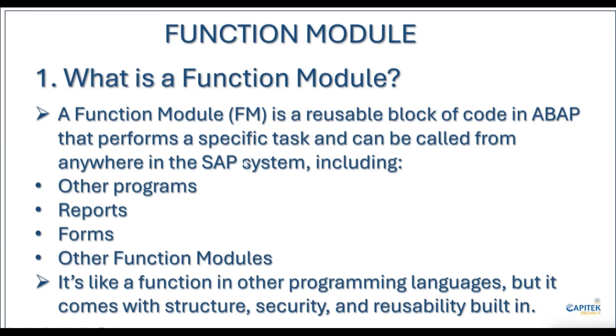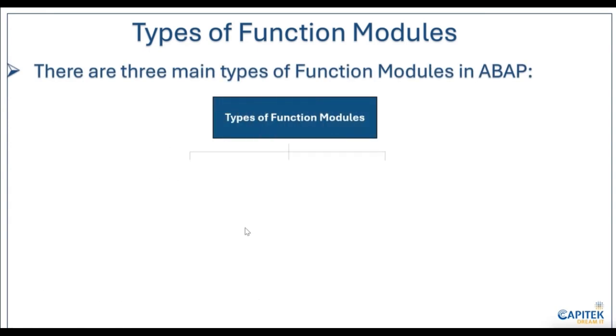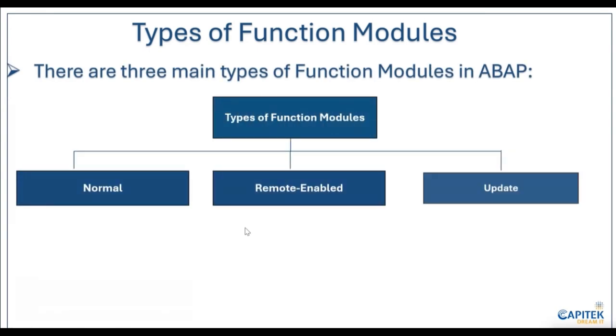Okay, right. So what is that? Mainly this is useful for reusable code. We will make use of it again and again, which is nothing but reuse. It can be used in programs, in reports, in forms, and also in other function modules. Okay, so when we talk about the types of function modules, we have three different types. One is a normal function module, the other one is a remote enabled function module, and the other one is the update function module.